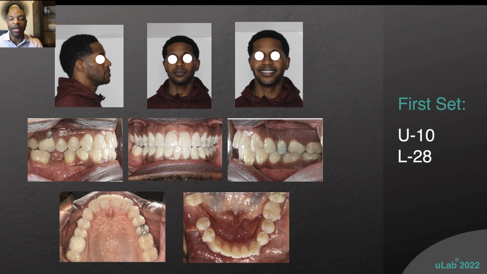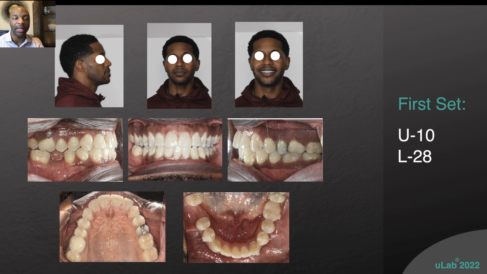And so for him, the first 10, I can't remember what was going on in the office at the time, but I actually sent the first 10 out to the Memphis facility with uLab. So they fabricated his first 10, and then we made the rest of his lower aligners. And so this is where he finished after 10 uppers and 28 lowers.